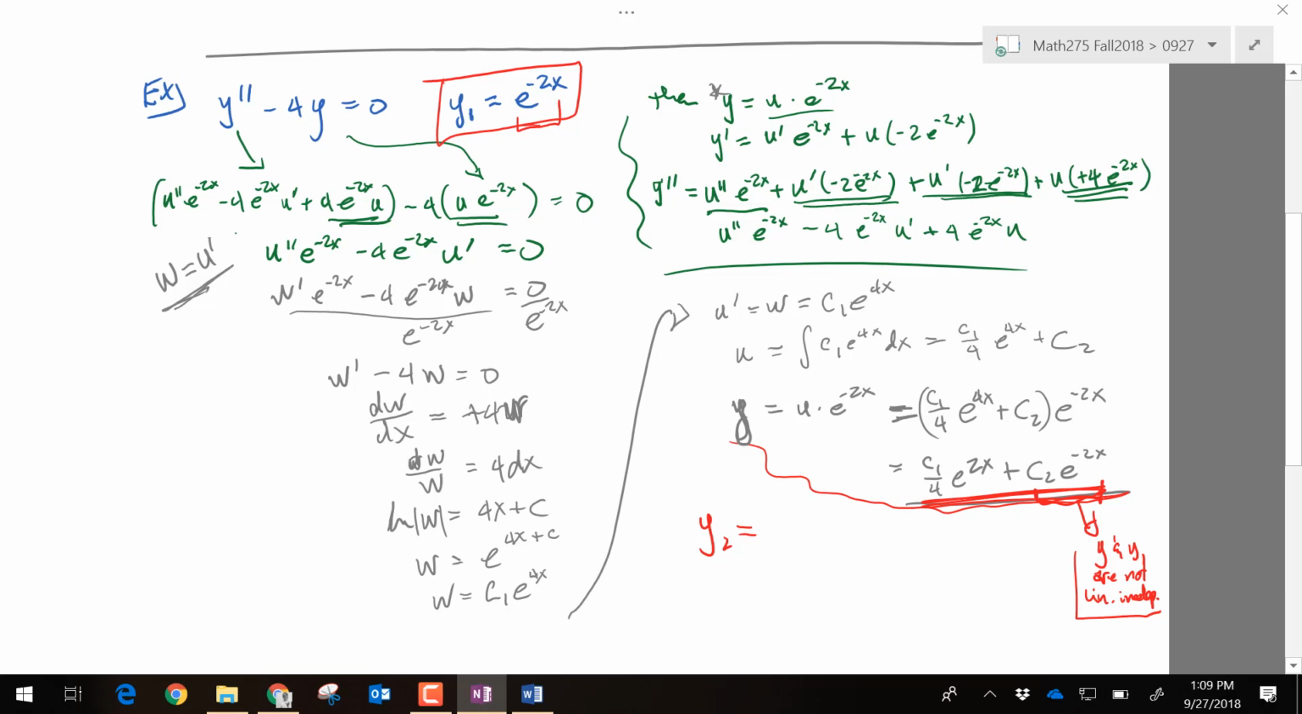I can tell because I can write this y1 function as C1 times something, and if I let C1 equal 0 and C2 equal to something, then I'm going to get this function again. So that function already exists in this y function that I just found. This is y and y1.